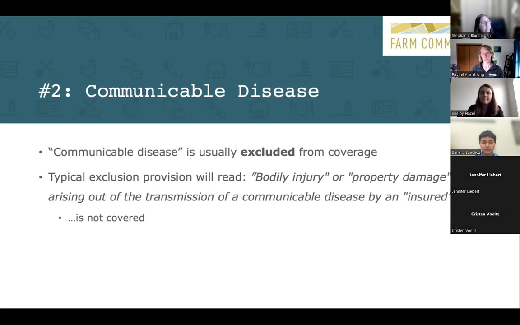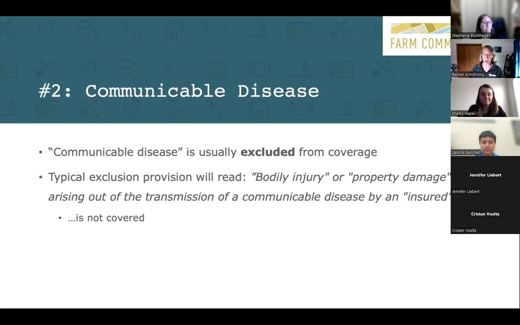Your typical exclusion in an insurance policy will sound something like: bodily injury arising out of transmission of a communicable disease by an insured, and you're the insured, is not covered. It's usually buried deep in the paperwork, page 38 of 90. You've got to hunt for it, but there it is. So what does this really mean? What is a communicable disease? Some of our most classic ones are cold and flu. You get that from other people and we think of it as a disease.